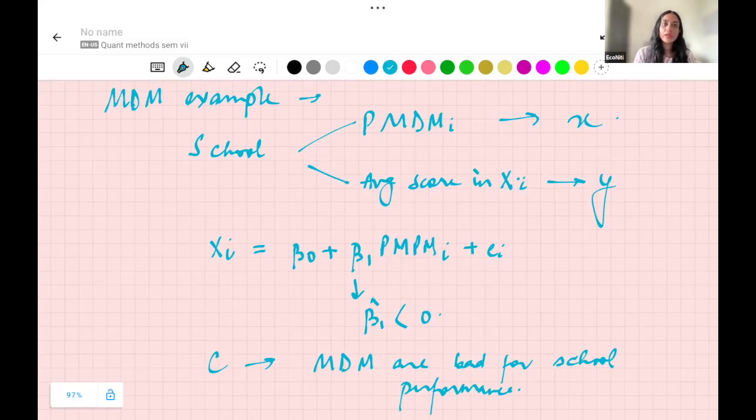And then you try to conclude, like one straightforward conclusion would be that midday meals are bad for school performance. हेडलाइन मिल गई तुम्हें, ब्रेकिंग न्यूज मिल गया ना। अरे मिड डे मील से तो बच्चों का मतलब स्कूल परफॉर्मेंस गिर जा रहा है भाई। यहाँ पे क्या दिक्कत आ रही है?